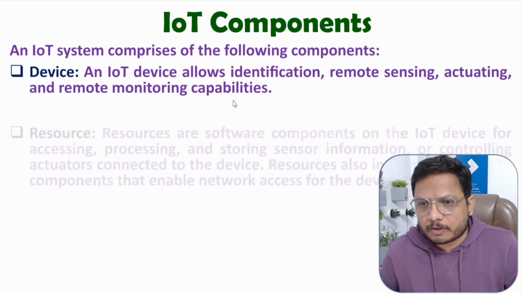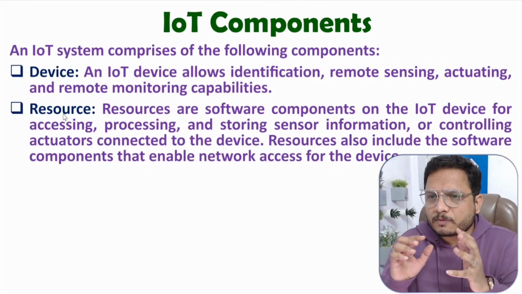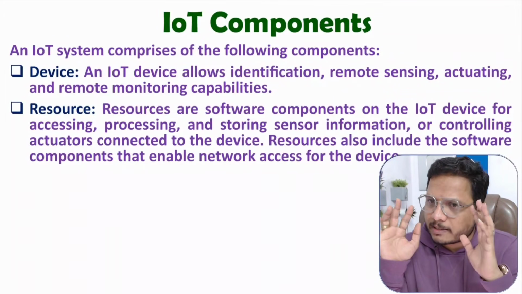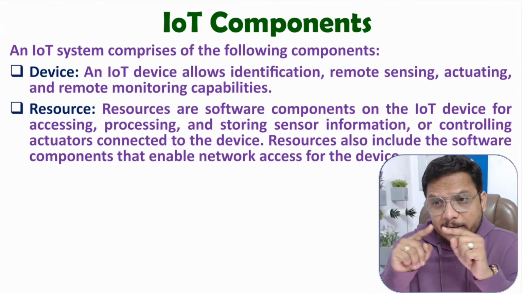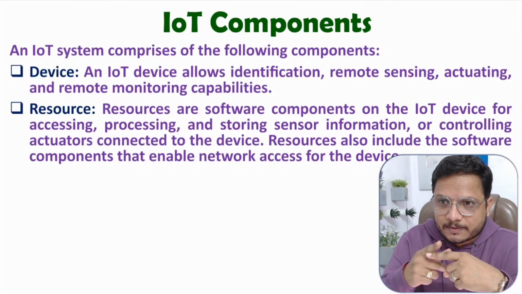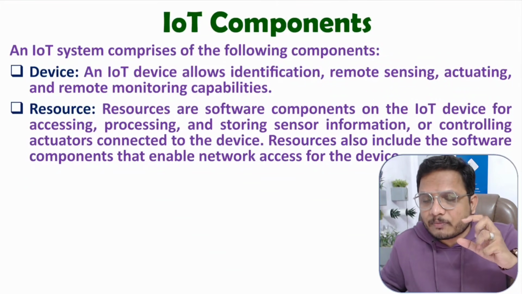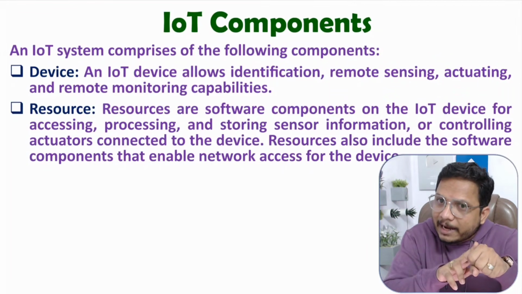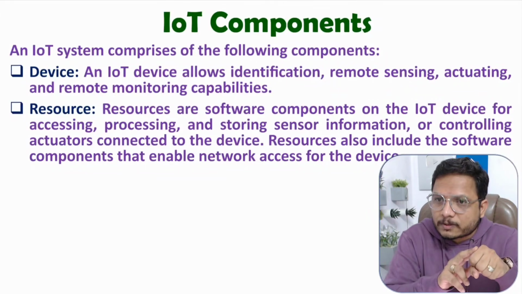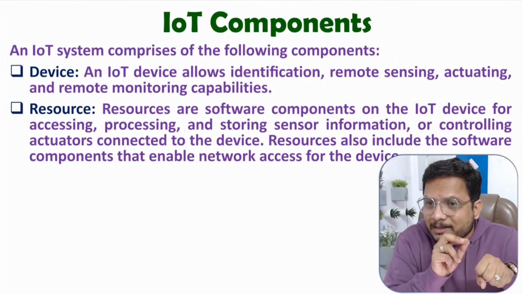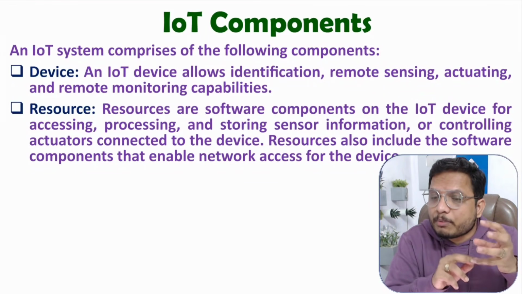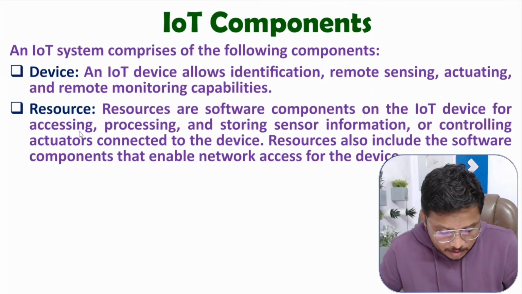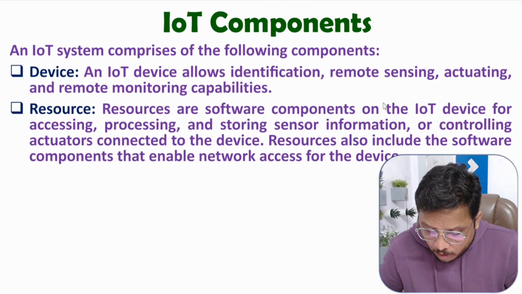Now let us talk about the second component, that is resource. Resource means software elements which are there inside the device. Here the device will be an embedded system, consider that. With the device, we will have some software elements. With the use of software elements, the IoT device will be interacting with the internet, right? So the second component is resource, which means softwares inside the IoT device which provide interaction of that device with the network. Resource means software components on the IoT device.